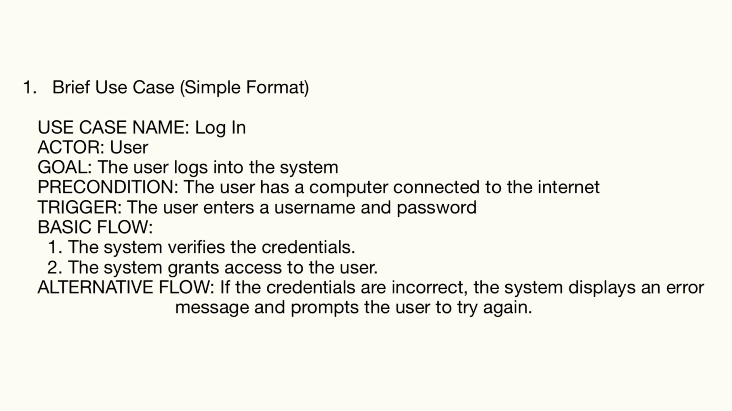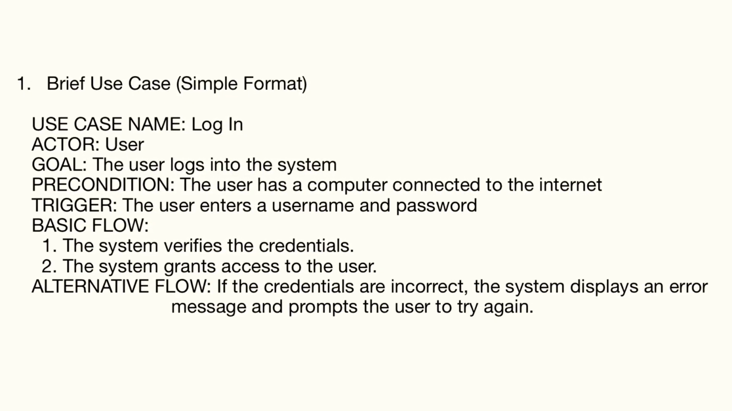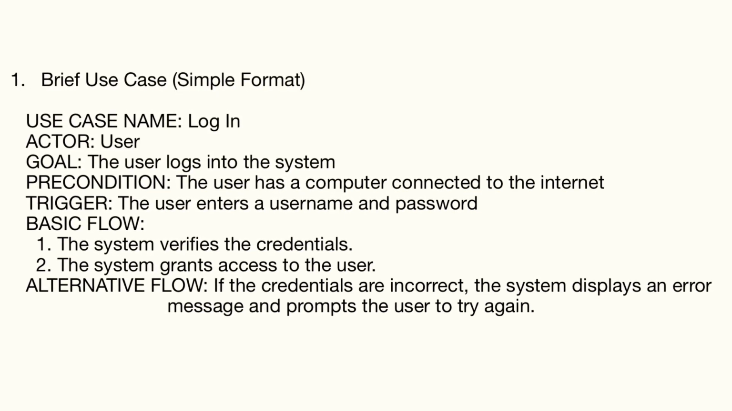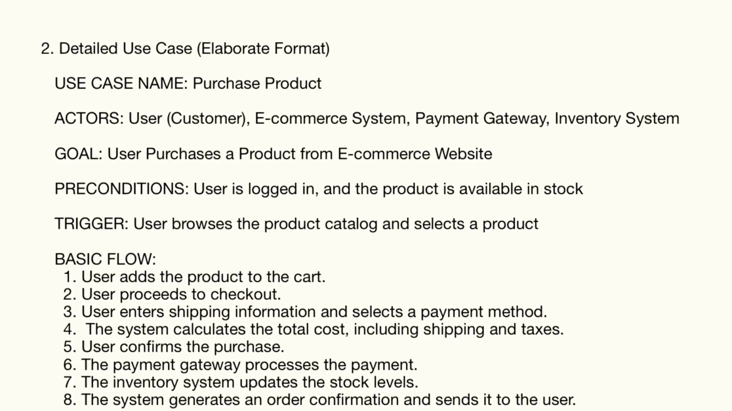The basic flow includes 1. The system verifies the credentials. 2. The system grants access to the user. Alternative flow occurs. If the credentials are incorrect, the system displays an error message and prompts the user to try again. Now we'll look at a detailed use case or elaborate format.